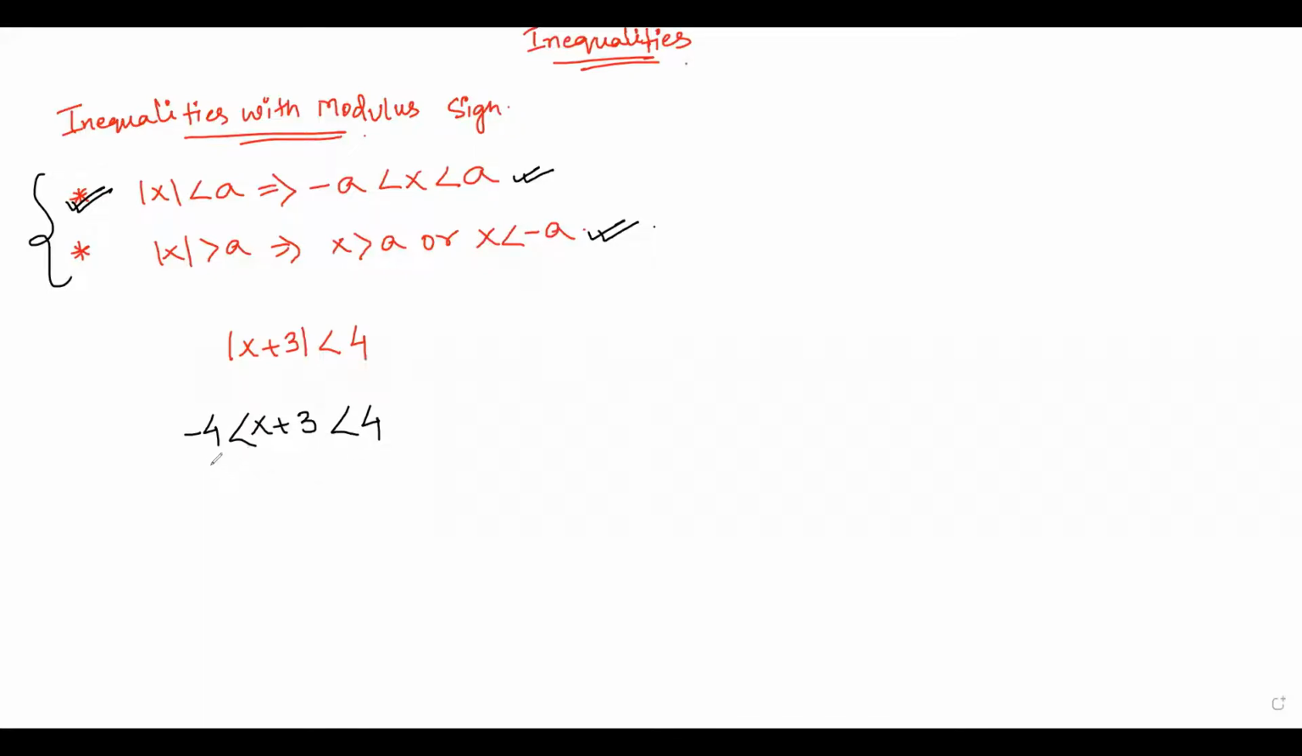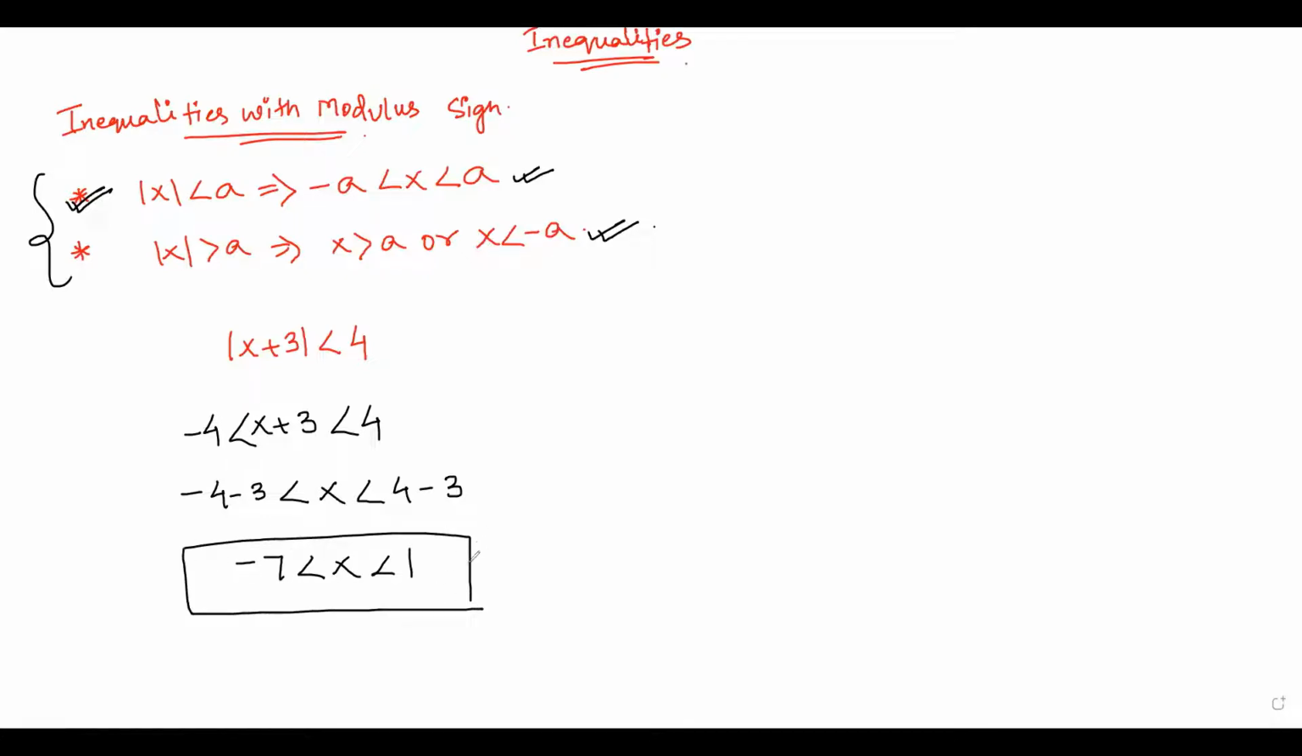So if we subtract 3 in this inequality, in that case, this would be minus 4 minus 3 less than x less than 4 minus 3, which would be minus 7 less than x less than 1. So x has to lie between minus 7 to 1 such that mod of x plus 3 would be less than 4.